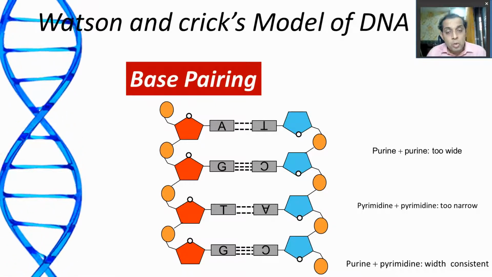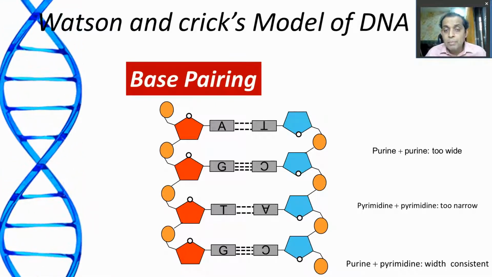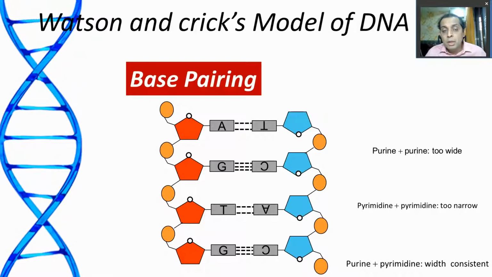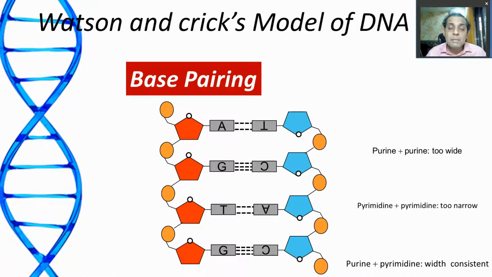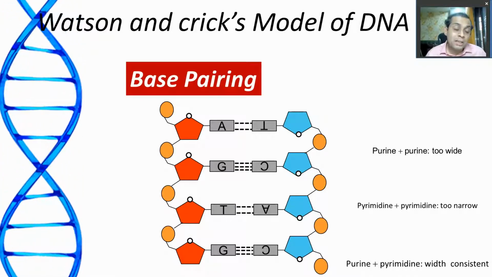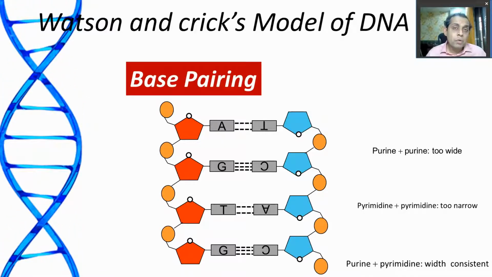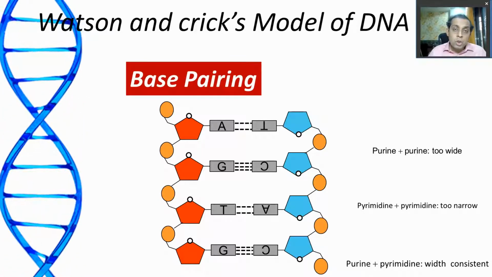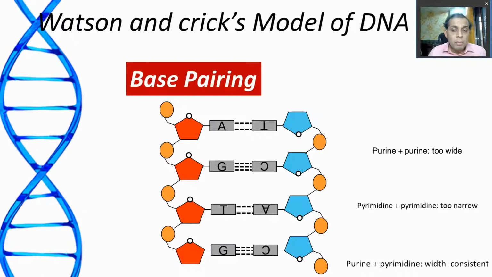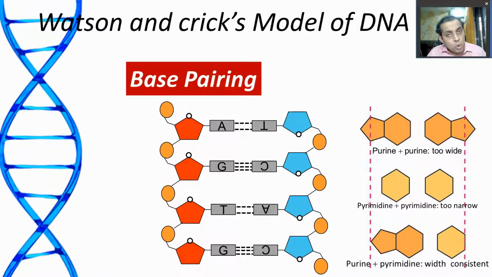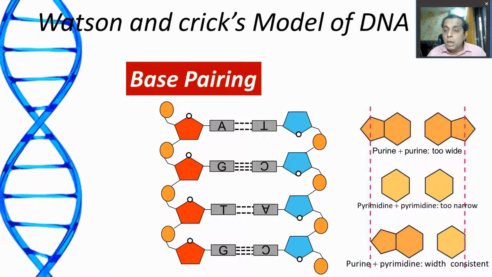Now remember, as you notice, adenine is a purine, thymine is a pyrimidine. So one purine is always pairing with a pyrimidine. As I told you, purines are double ring compounds, pyrimidines are single ring compounds. So one double ring and one single ring make a bond, because two double rings cannot make a bond.